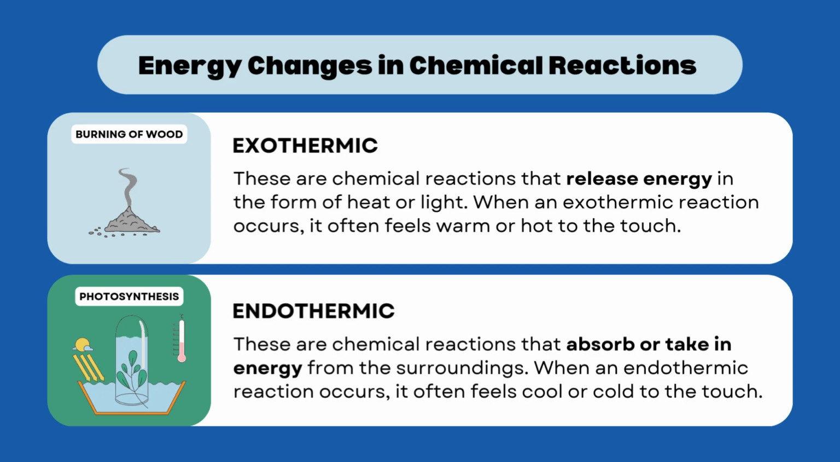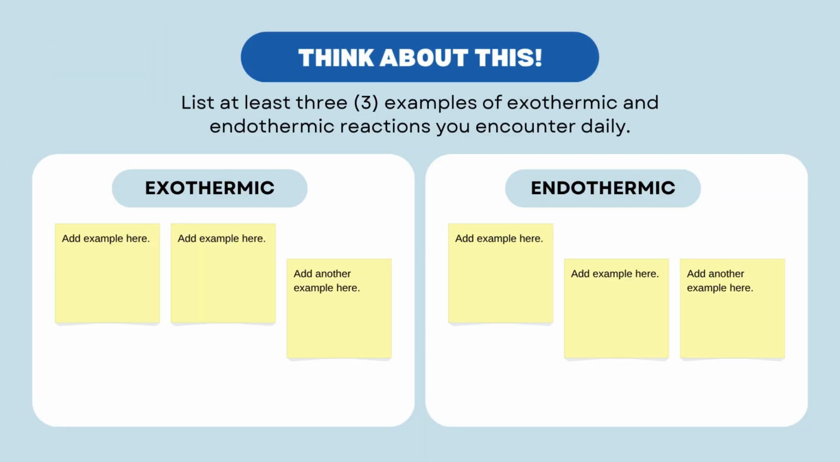Let's compare a few more examples. Burning a candle, rusting of iron, and acid reacting with water are exothermic reactions. Melting ice, evaporating water, and cooking an egg are endothermic reactions. Take a moment now to list at least 3 examples of exothermic and endothermic reactions from your daily life.